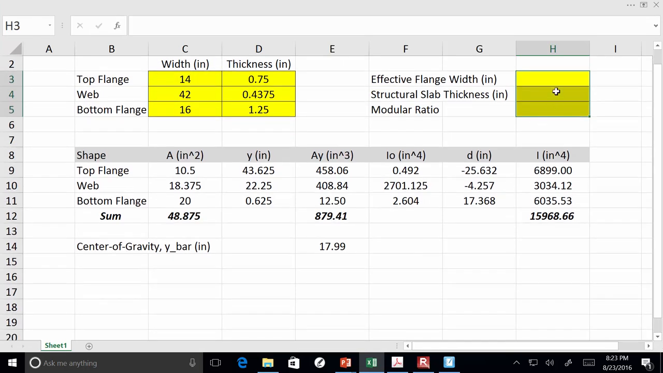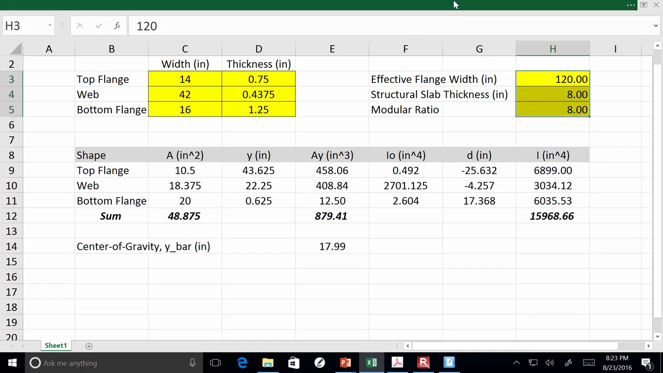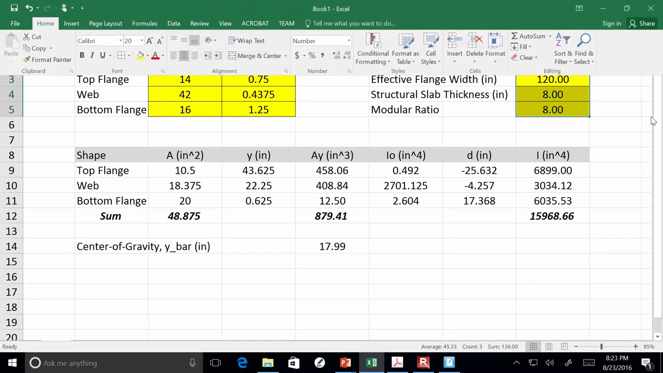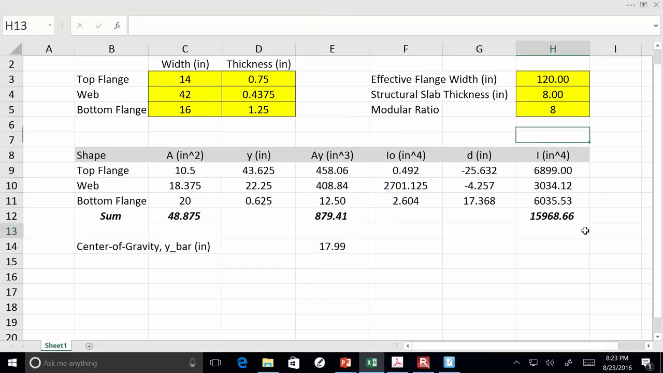I'm going to drag that down a bit. Okay, so what's our effective flange width? It's 120. Structural slab thickness is 8. And the modular ratio is 8. All right, let's see if I can center, and we'll make this one. Okay, all right. So far, so good?